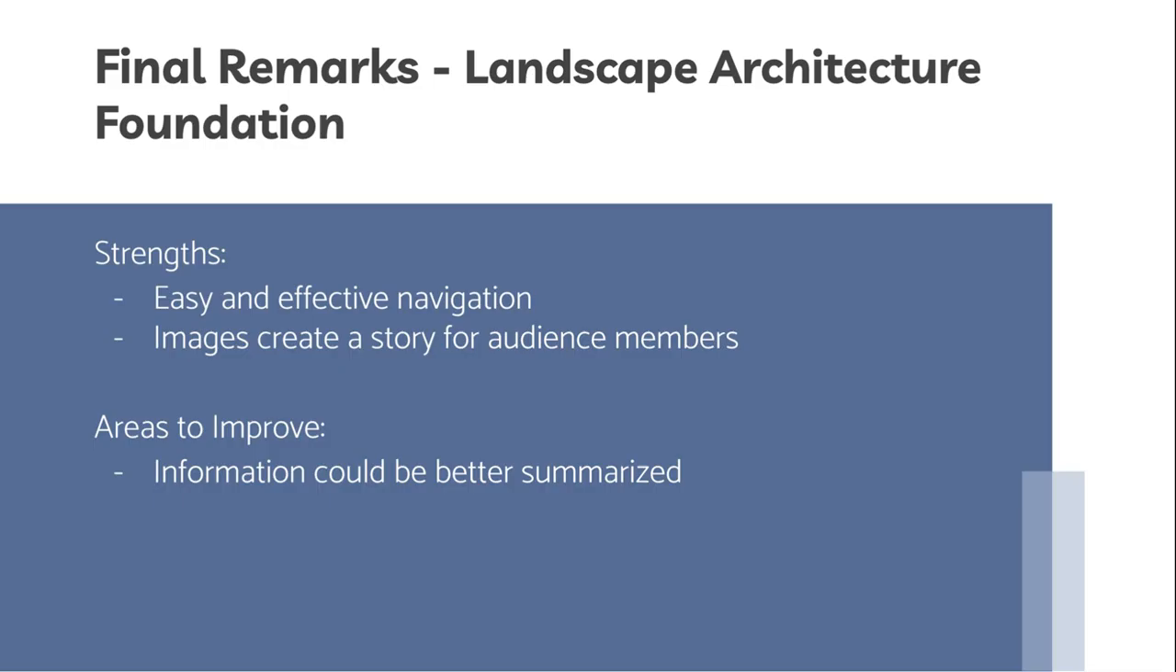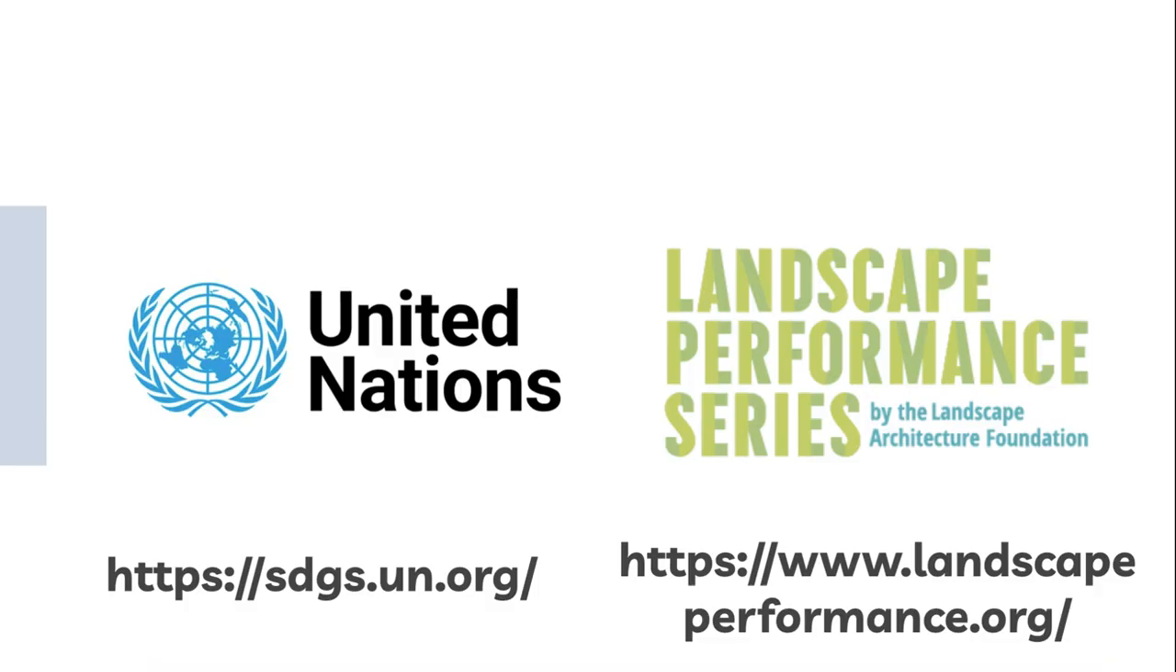And then for the Landscape Architecture Foundation, the strengths were easy and effective navigation and website design. And then I really enjoyed how their images created a story for audience members. Where they could improve is that their information could be better summarized, but this is something that websites have to work on over time. Overall, both of the websites were really great examples of what a good website should look like, and here are the included URLs if you want more information about them.